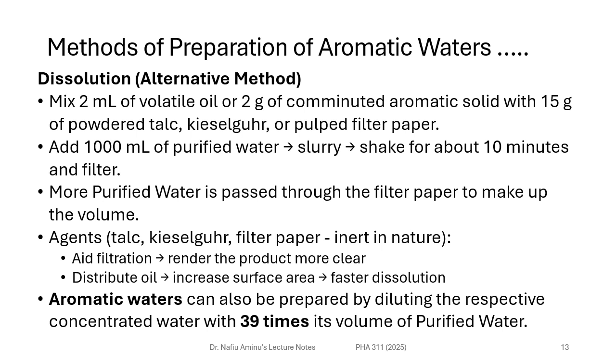When they are mixed together, an amount of water is added to form a slurry. This slurry is shaken for about 10 minutes, and then it is filtered. More purified water is passed through the filter to make up the volume, in this case, 1000 milliliters.